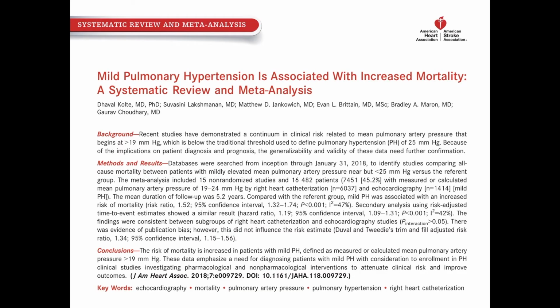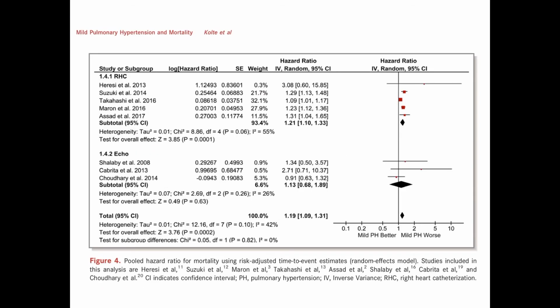This is not the only paper. Other studies, as demonstrated in a systematic review and meta-analysis, have shown that even mild degrees of pulmonary hypertension can be associated with increased mortality. And that's independent of whether the assessment of pulmonary pressure is determined quantitatively using right heart catheterization or qualitatively using echocardiography. Notice, however, because of the inherent variability in the signals of right ventricular systolic pressure by Doppler, the fit is much better with right heart cath.